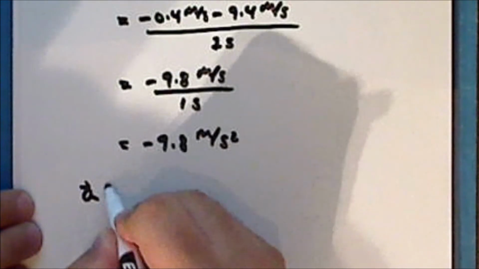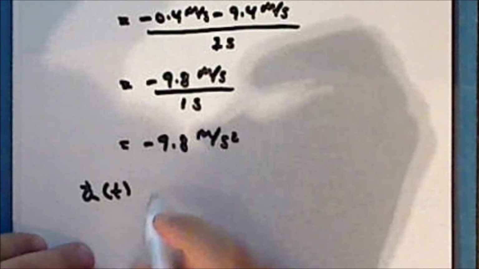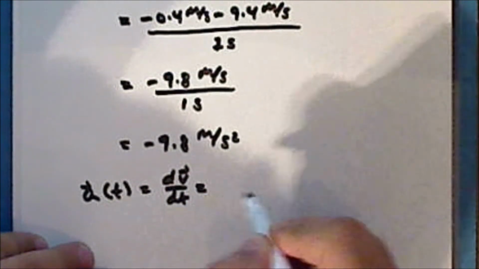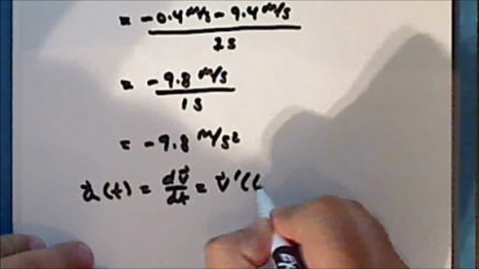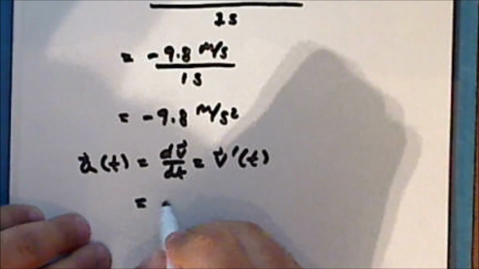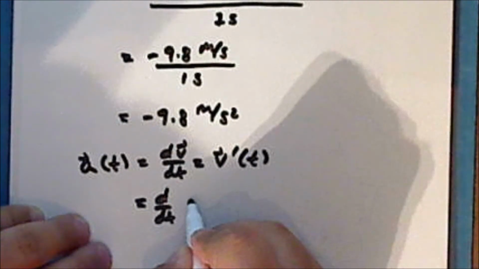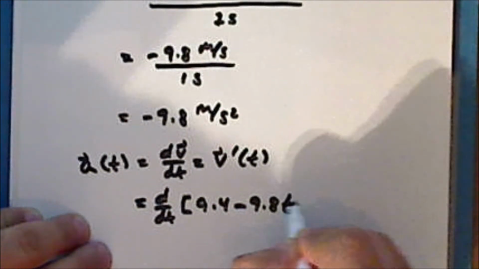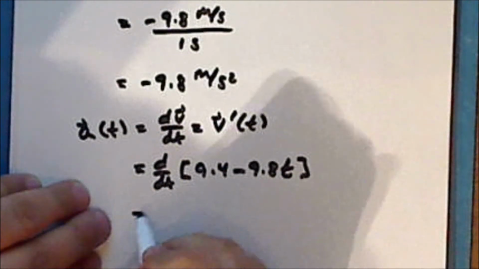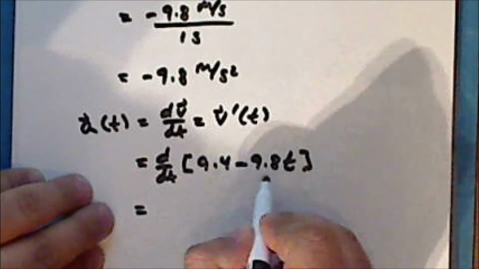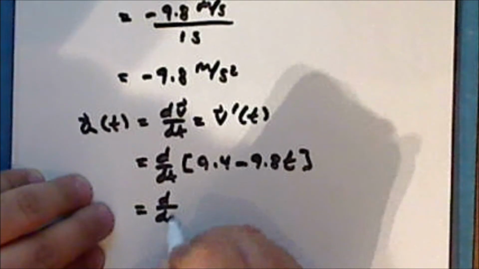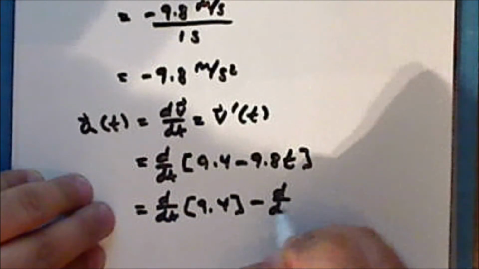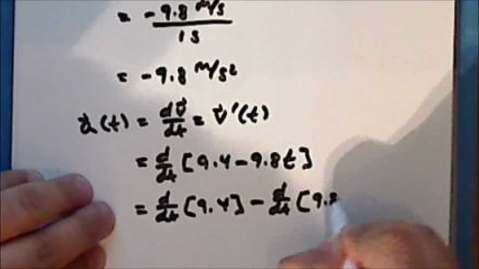Now the acceleration, the instantaneous acceleration, is the derivative of the velocity with respect to time. And we can also denote this as v prime of t. And so this is the derivative with respect to time of 9.4 minus 9.8 times t. Using the sum or difference rule, we have the derivative with respect to t of the constant 9.4 minus the derivative with respect to t of the constant multiple 9.8 times t.